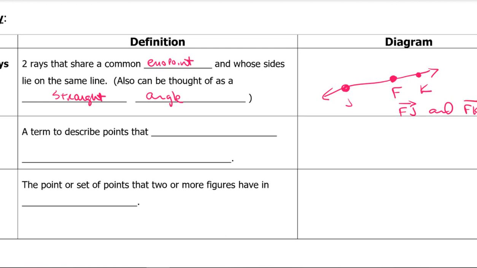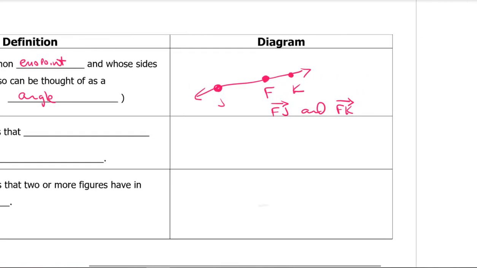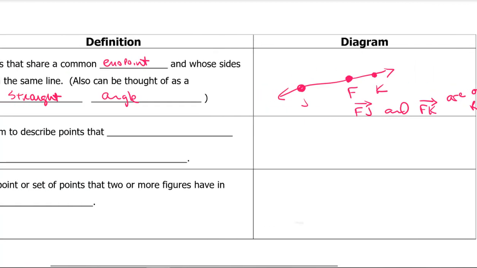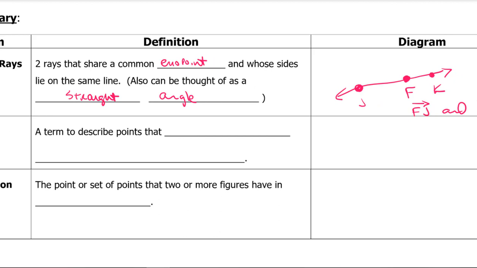So again, notation is important. So make sure that F has to come first because that's the beginning. So those two guys right there, now we'll write out our opposite rays. So ray FJ and ray FK, those are opposite rays, but they go in the opposite direction, so it ends up just creating a line.